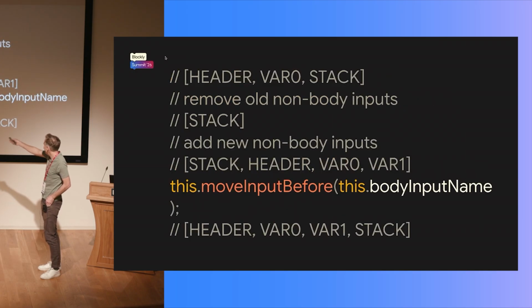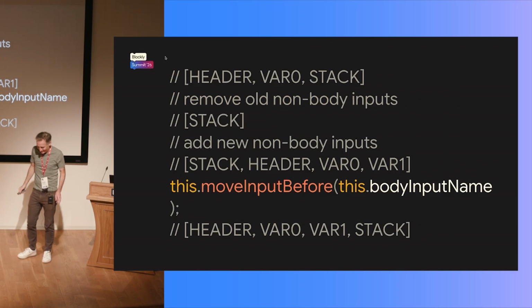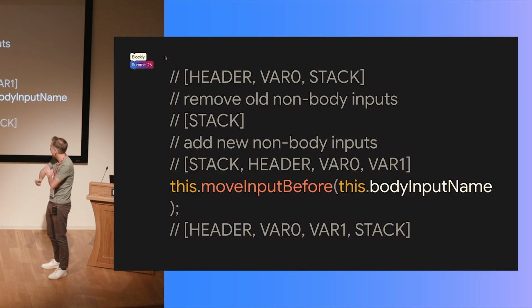Now we just have a move input before. And as long as you use the API methods, everything's good. You don't have to worry about rendering or init anymore, which was nice. So I got to remove a lot of that.